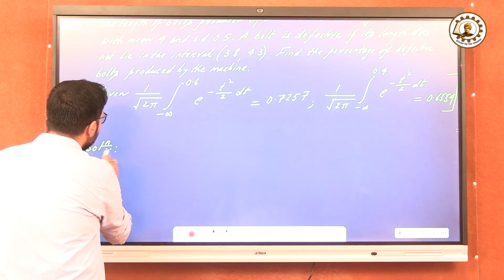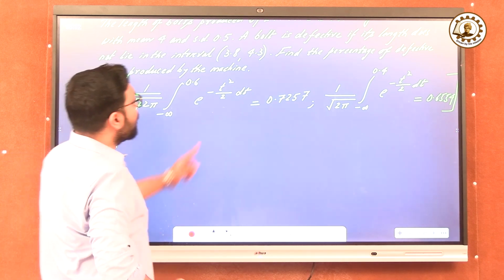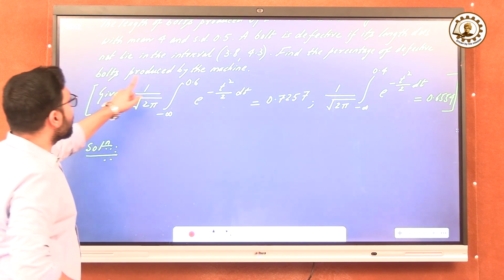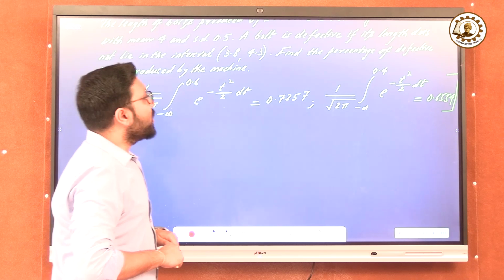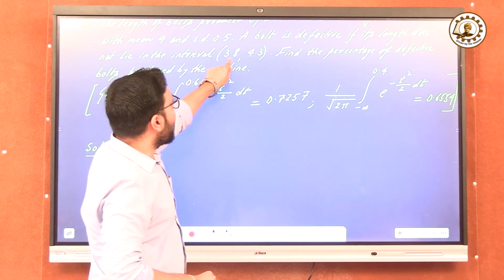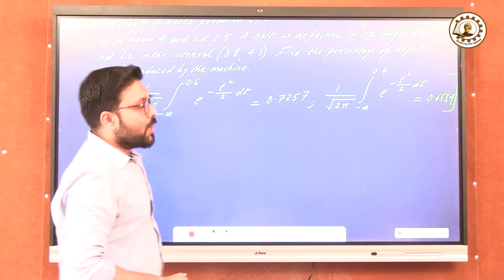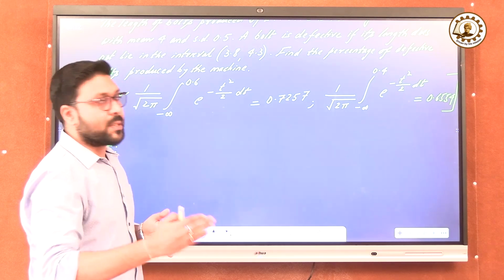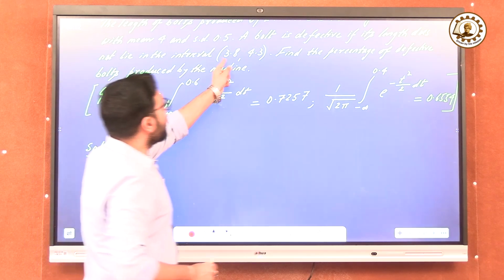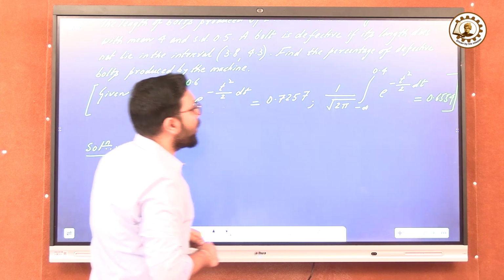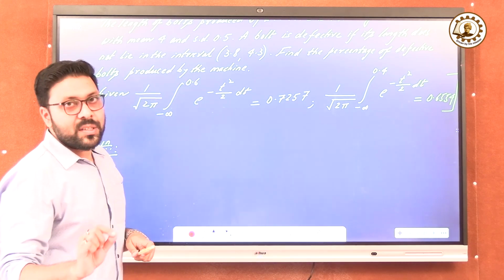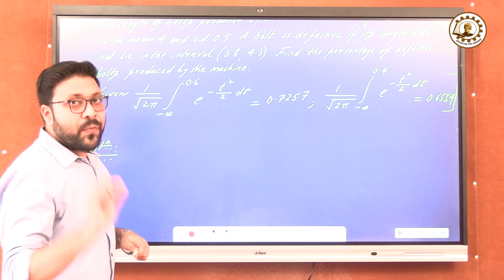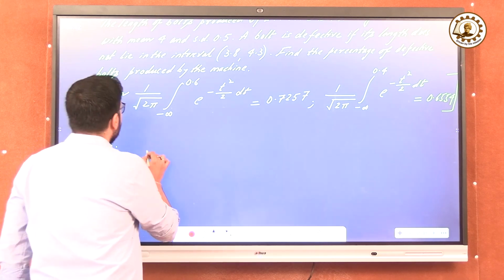See, what are we supposed to find here? Find the percentage of defective bolts produced by the machine. So a bolt is defective if it does not lie within this specific range. That means if it crosses this specific range, which is 3.8 and 4.3, then we are supposed to consider that as defective.